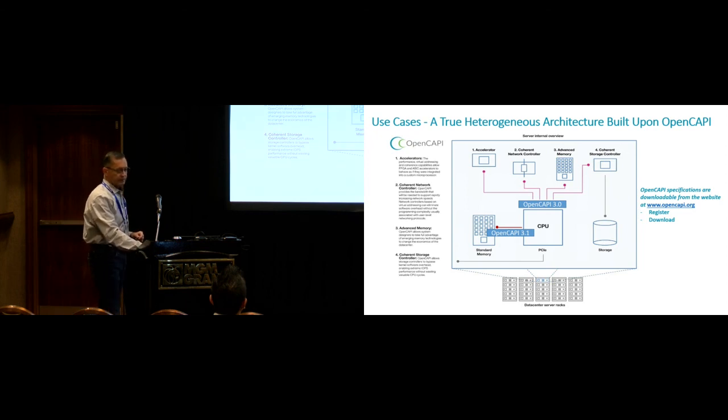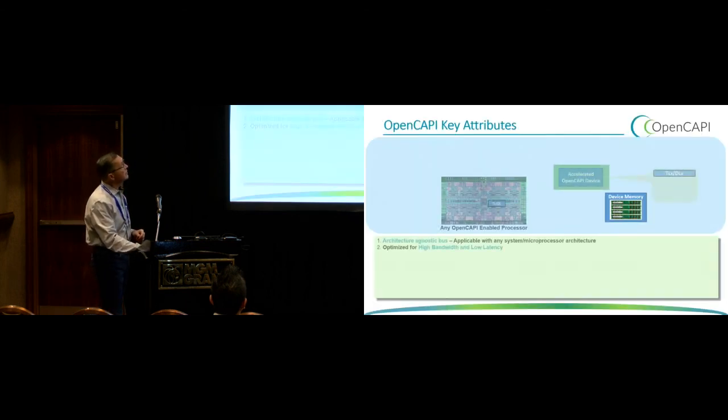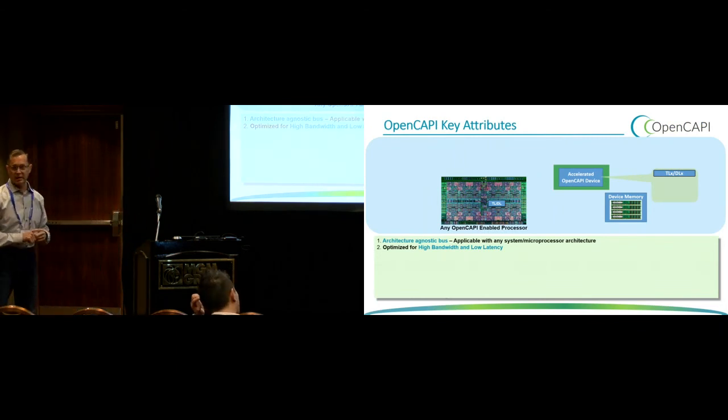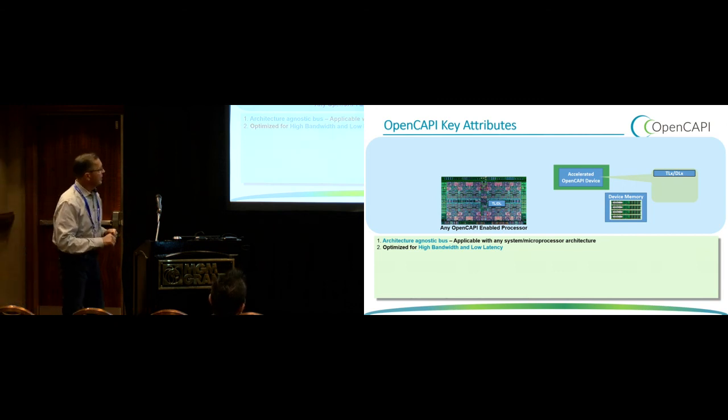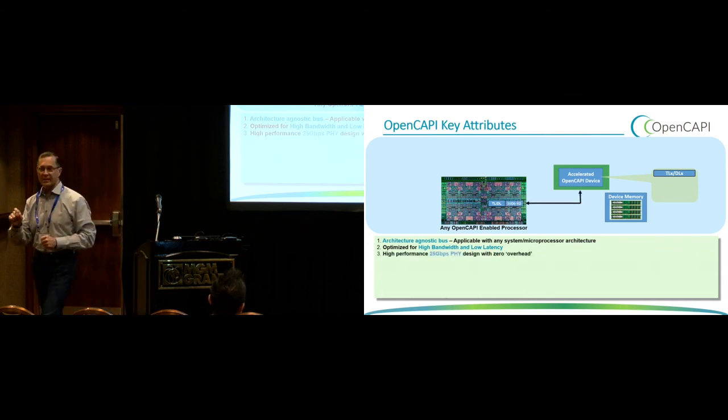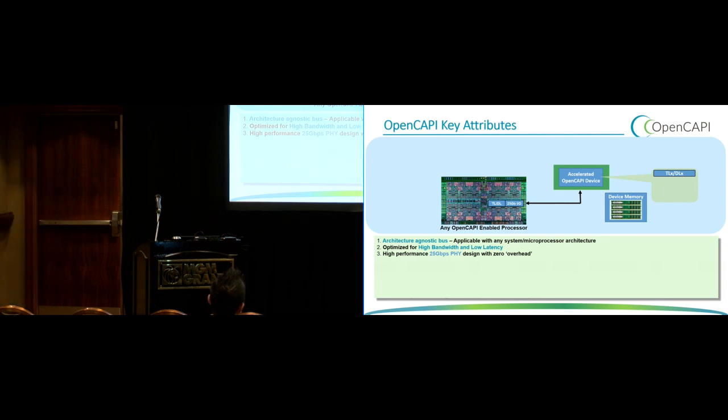All right. Let's talk about some of the key attributes. As I mentioned a little bit earlier, this is an agnostic bus. It's not tied to a specific architecture. Any architecture could pick it up. It is optimized for high bandwidth and low latency. There's been a lot of engineering behind that to make that happen. This is important. It has its own PHY that runs at 25 gigabit per second. It's not running over PCIe, Gen 3, or even Gen 4, which is 16 gigabit per second. This is running over a 25 gigabit bus.